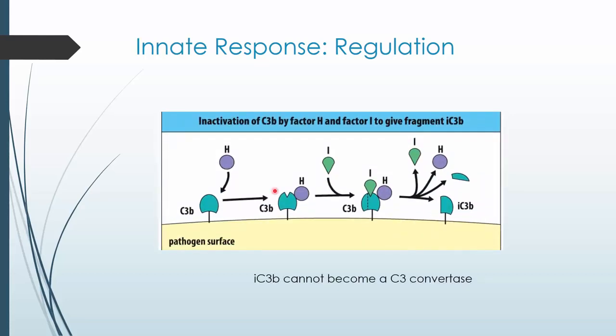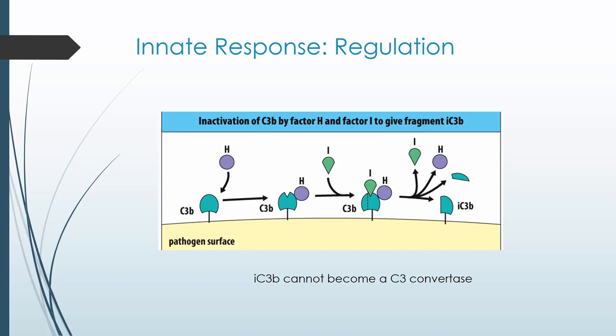Discussing the negative regulation, or the prevention of self cells from getting coated in complement, uses factor H and factor I. These are inactivating factors. So they come and work together to cleave C3b into iC3b. I think of this as inactivated C3b, because if there is iC3b, it cannot become a convertase. So that stops this exponential pathway of coating.